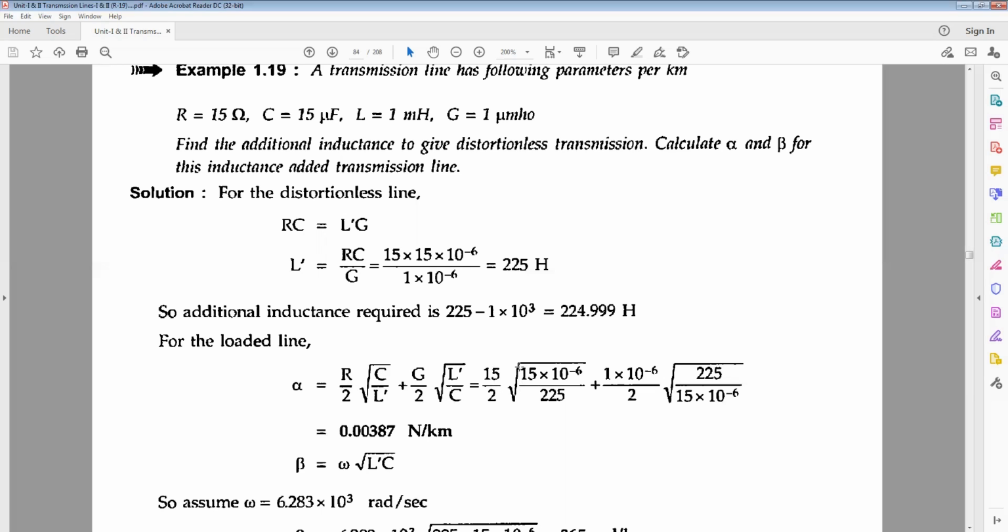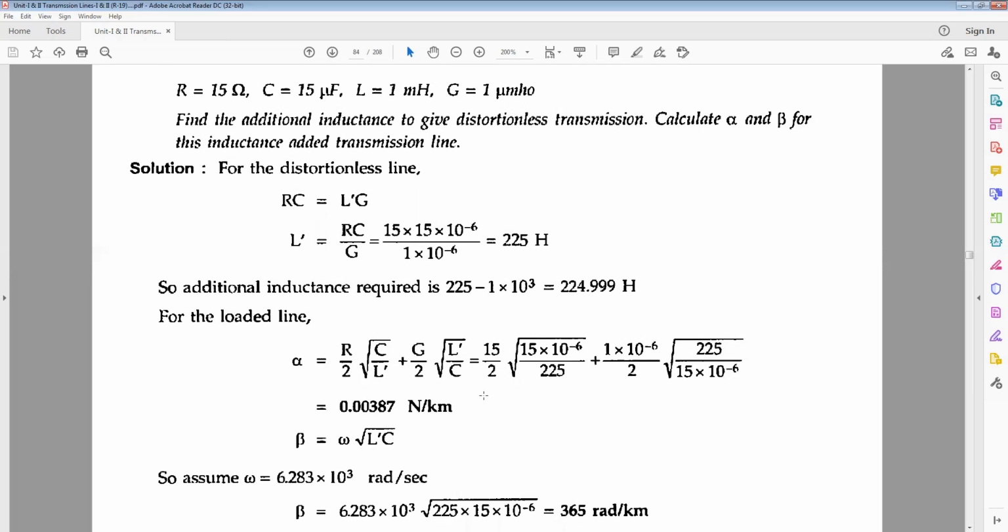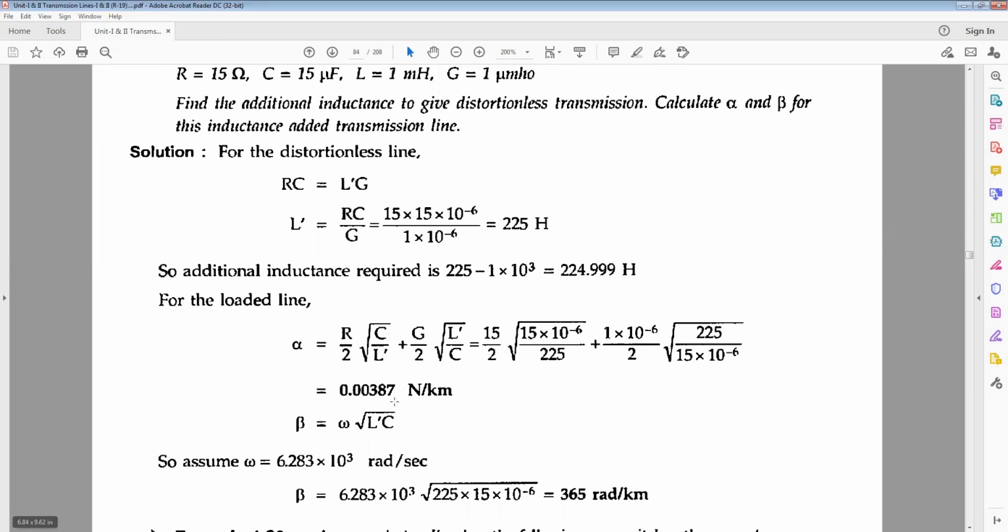R is 15 as given, C is 15 microfarads, and L dash we got is 225. They're asking to calculate the alpha and beta for this inductance added transmission line. After adding, the total value is 225 for the L, 1 millihenry. Okay, substitute all the values and calculate the value. Alpha is equal to 0.0387 Nepers per kilometer.